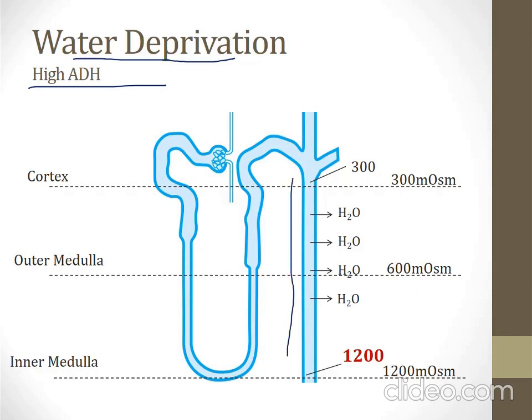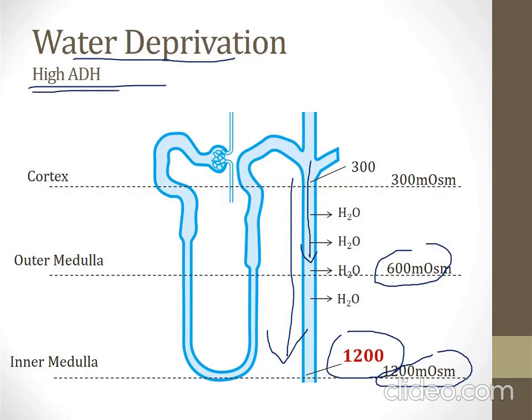This is going to make the collecting duct here permeable to water through insertion of aquaporin channels. As a result, as tubular fluid moves down, it will equilibrate with the surrounding interstitial osmolarity. So that fluid osmolarity will rise to 600 in the outer medulla and to 1200 in the inner medulla. As a result, you will excrete very concentrated urine with an osmolarity of 1200 milliosms, and that's appropriate. You don't want to secrete much free water. You want to secrete mostly just solutes and hang on to all the free water you can. And that's what happens in water deprivation when ADH levels are high.